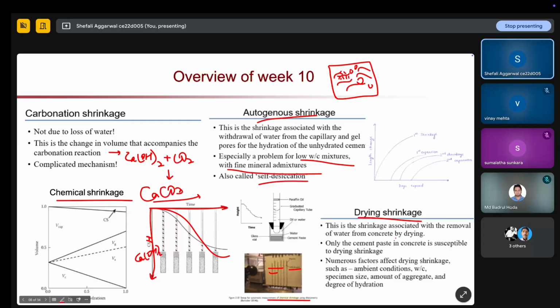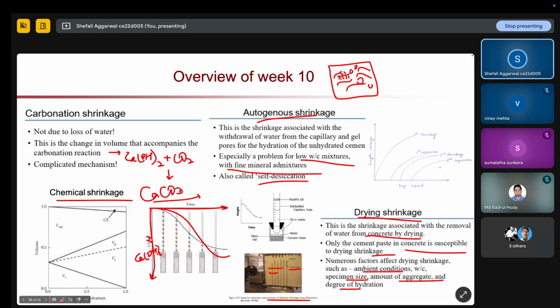It is when your concrete is in the drying stage, or after your concrete sets and hardens. In that case, when there is a removal of water, that is called drying shrinkage. Only the cement paste in concrete is susceptible to drying shrinkage, in the same way as we have seen in creep. Various factors affect shrinkage: ambient condition, relative humidity, temperature, specimen size, amount of aggregate, and degree of hydration.